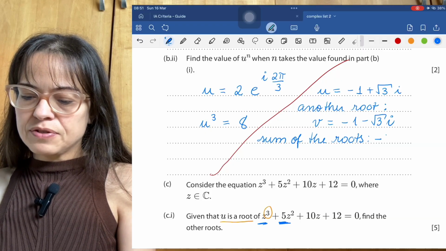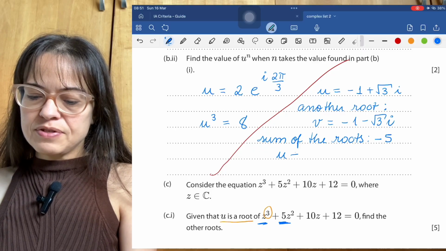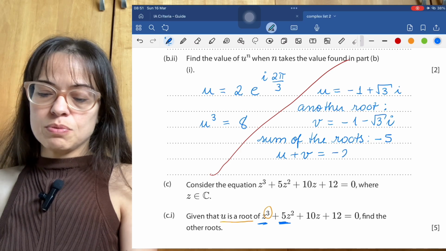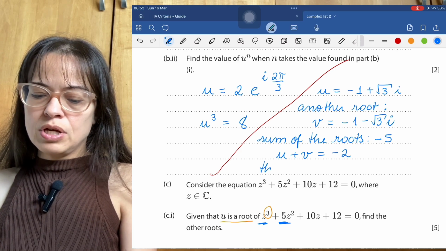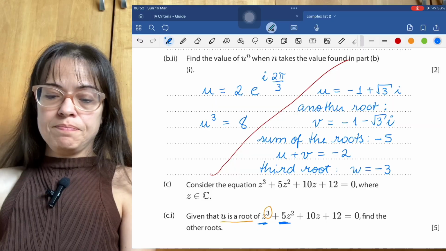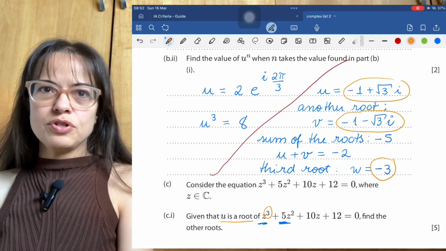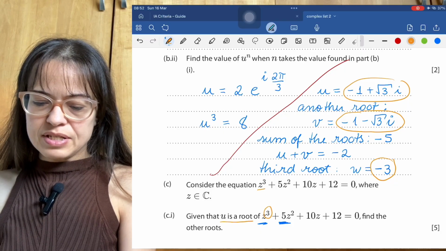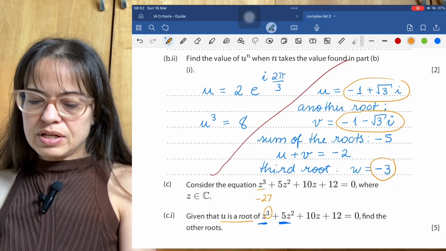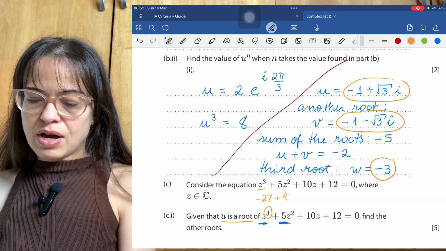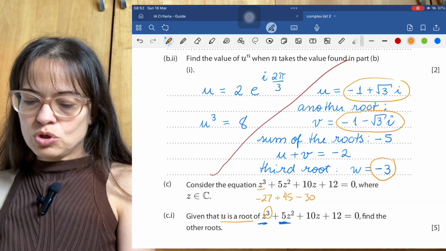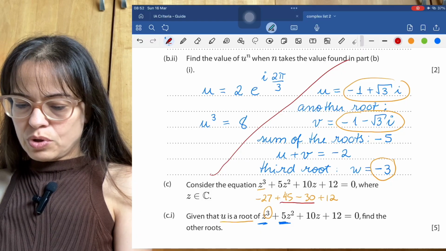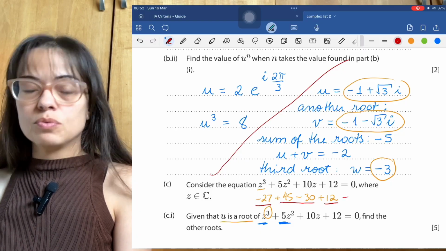So that needs to be minus 5. When I add u plus v that I already have, the imaginary parts cancel out, so that's just minus 2. So the third root needs to be negative 3. Negative 3 is a root that is easy enough that you can check if you're correct. So let's do it. Minus 3 to the power of 3, that's negative 27. Now that's 5 times 9, that is 45, minus 30 plus 12. I hope that is equal to 0. So here we have 15 plus 12, 27 minus 27. Yeah, that's equal to 0.